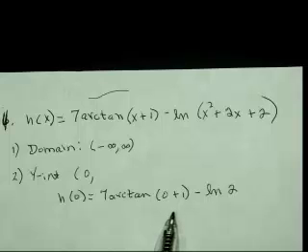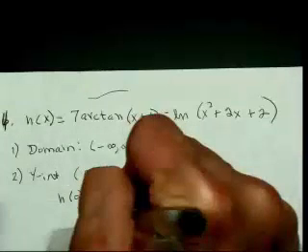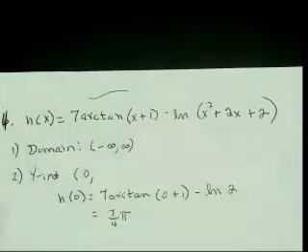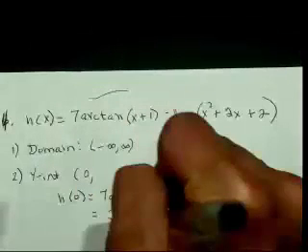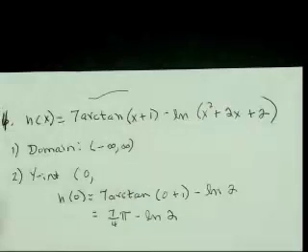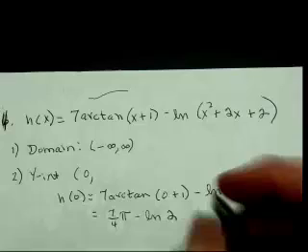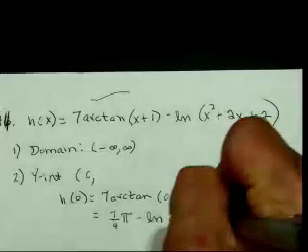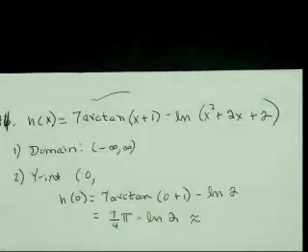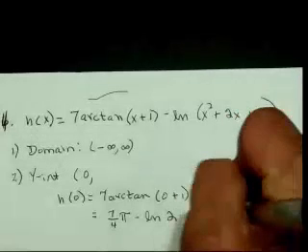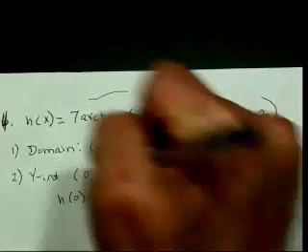So this is 7/4 pi minus natural log of 2. That's the exact y-intercept. But when I go to graph it, I'm going to need a decimal approximation. I already have it. It's about 4.8. So it'd be 0, 4.8, right? Yep.